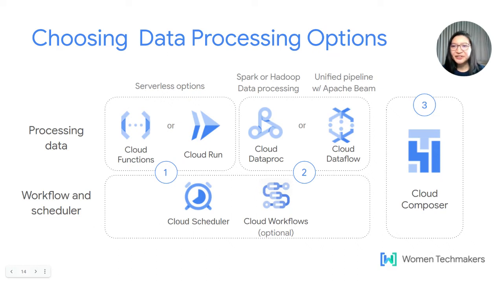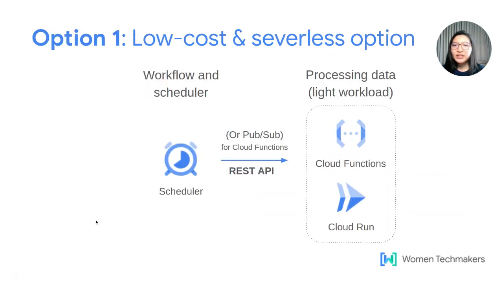Let's see in detail. On option 1, which is the low-cost and serverless option, we will need Google Cloud Scheduler, and it will trigger Cloud Functions and Cloud Run at each time of the day. These tools are recommended for light workloads because they are limited in resource, but they can scale very well. The good thing about this option is, first, it's serverless, so it is easy to develop and very fast to deploy.